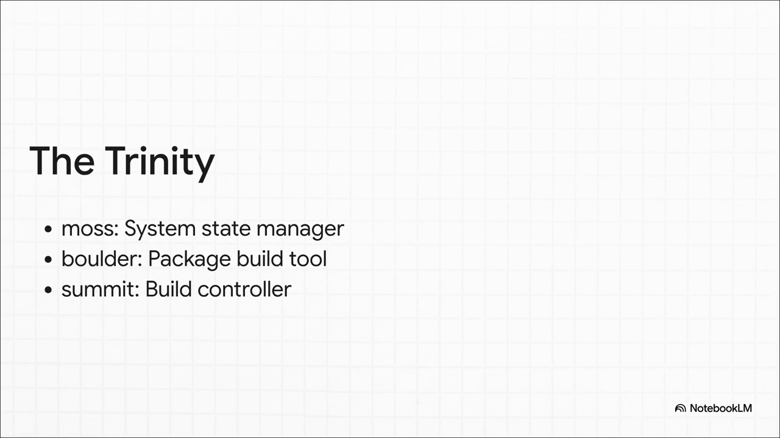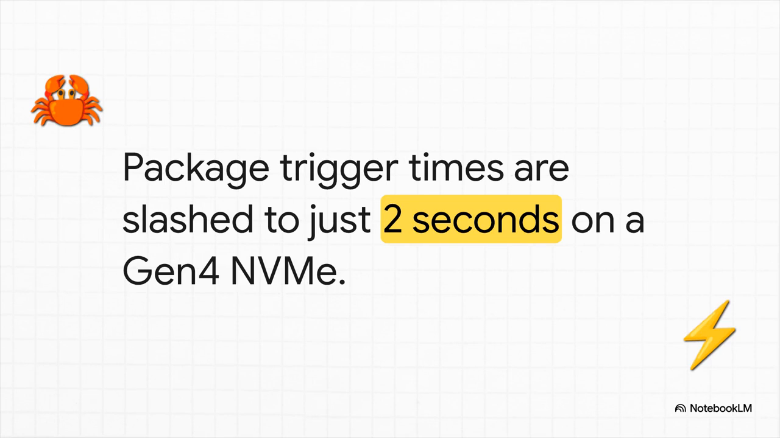First up is MOS, which acts as the system state and package manager on your actual machine. Next is Boulder, which is the tool developers use to actually build the packages into the correct format. And finally, there's Summit, their infrastructure build controller and web dashboard that actively manages the queues of packages being compiled over on their servers.